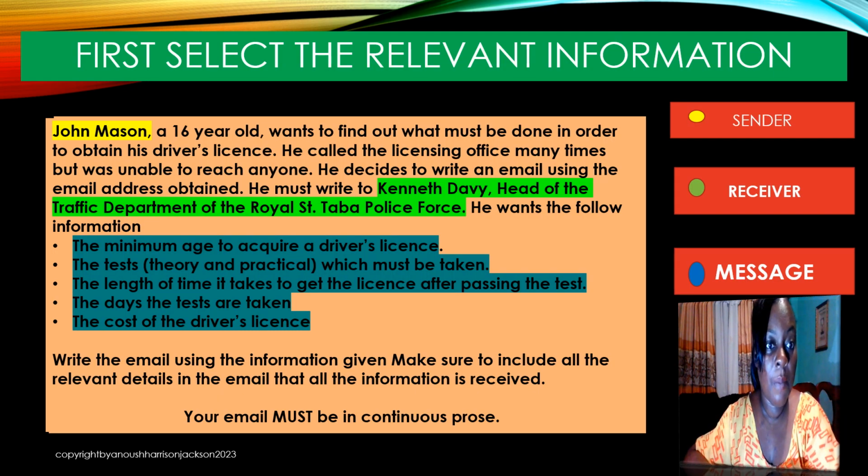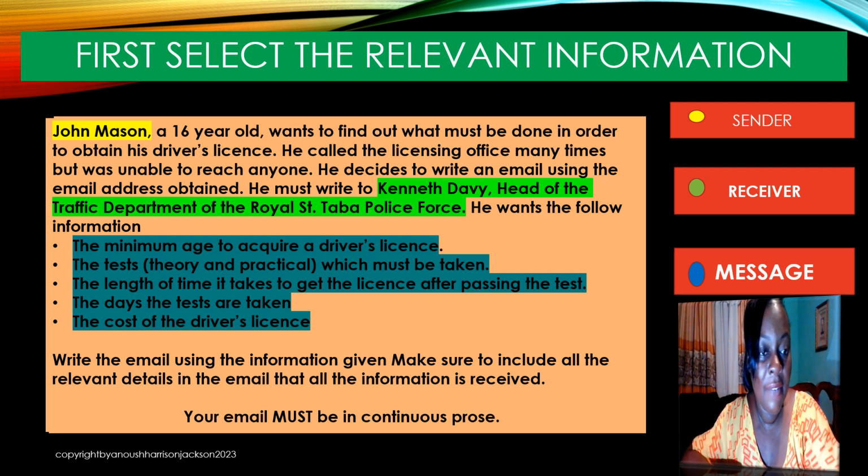In order to complete this task effectively, the first thing that needs to be done is to select the relevant information. Now, what are these? Let's look at it. Jason Mason would be the sender, right? So, the sender, and of course, that is the email that you're going to put in the sender's address. And then the receiver is Kenneth Daly. And of course, the information that is highlighted in blue is the message.